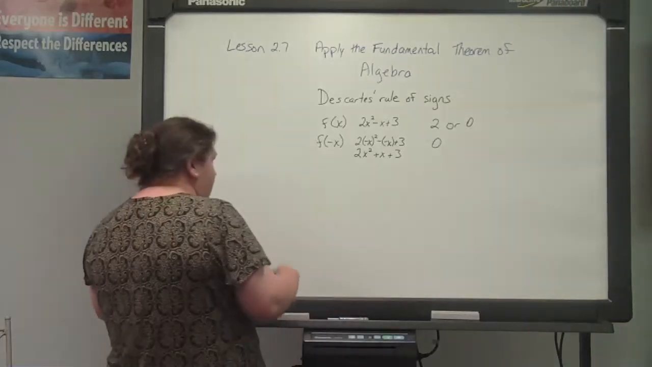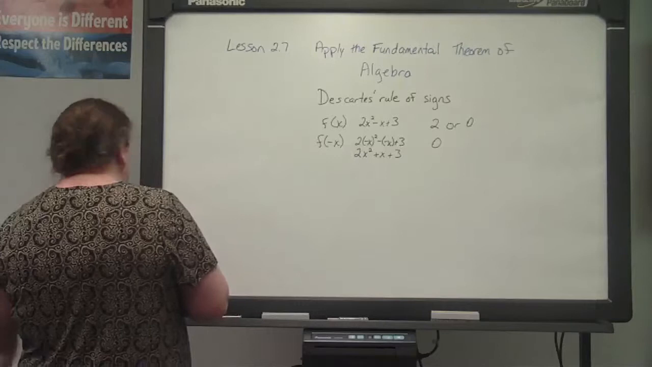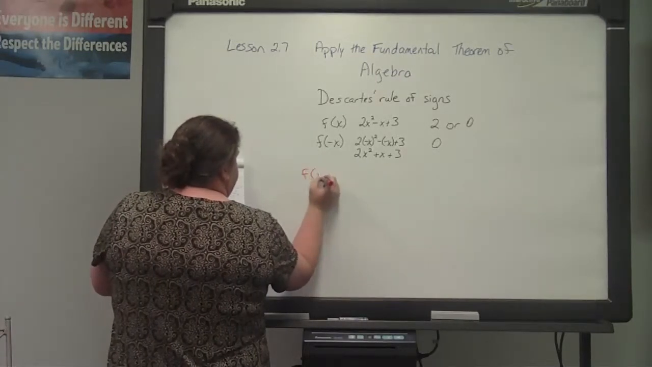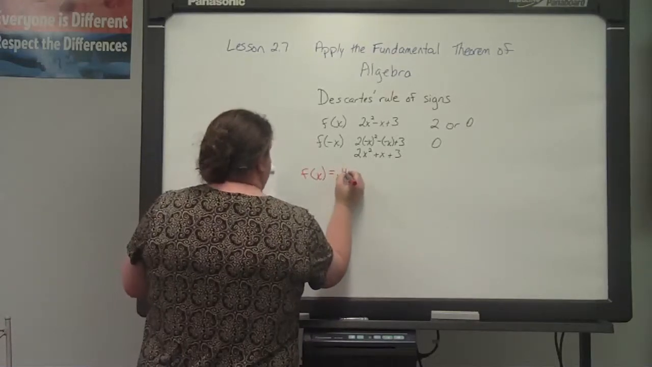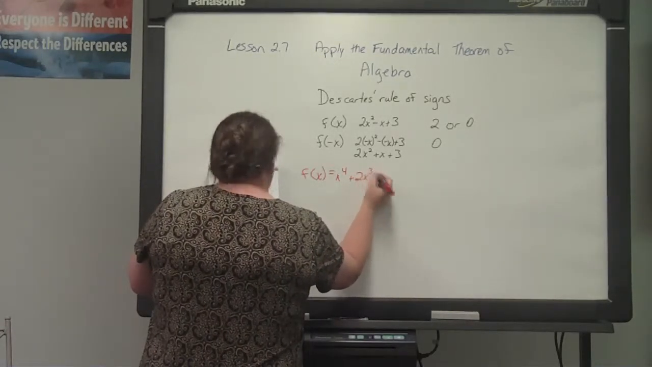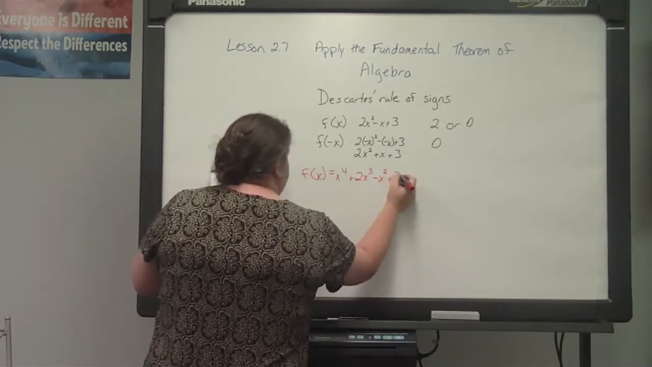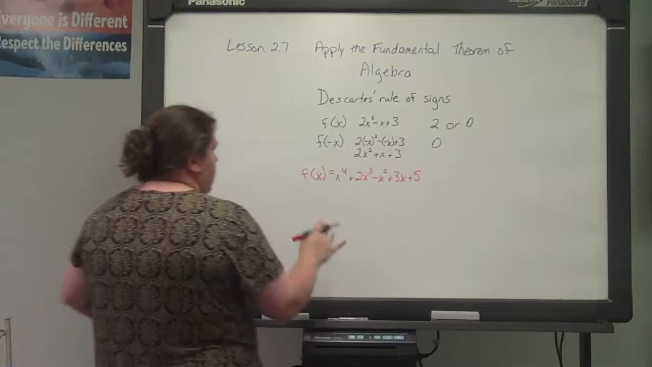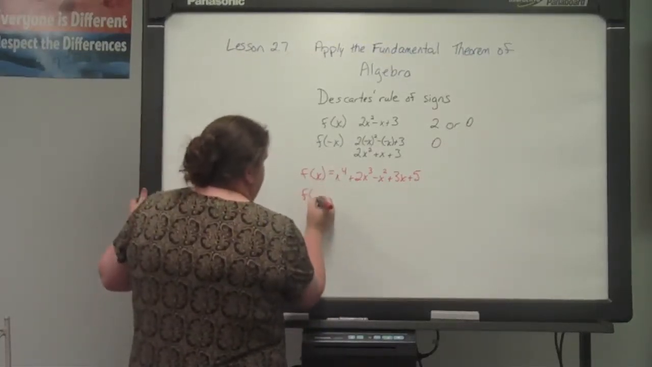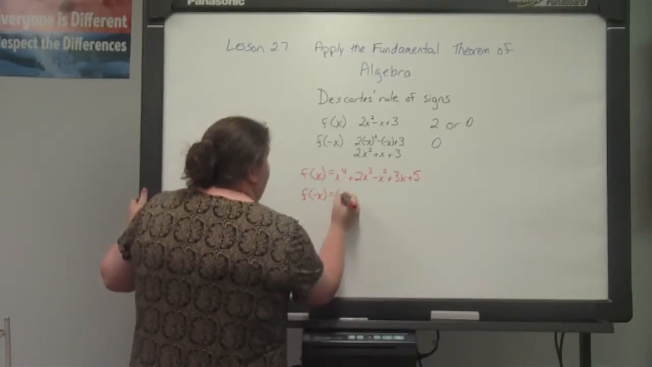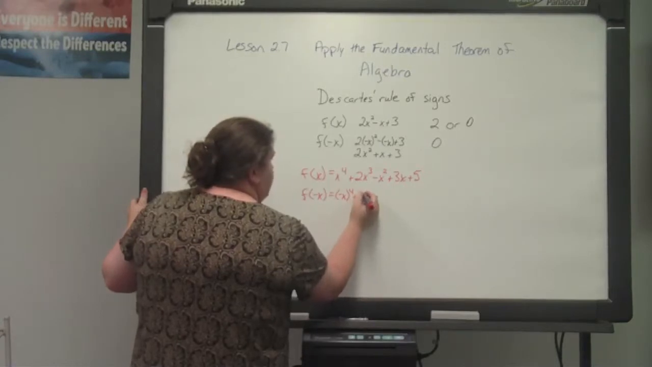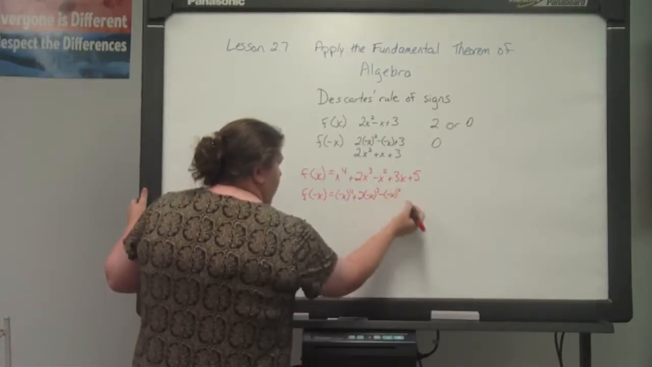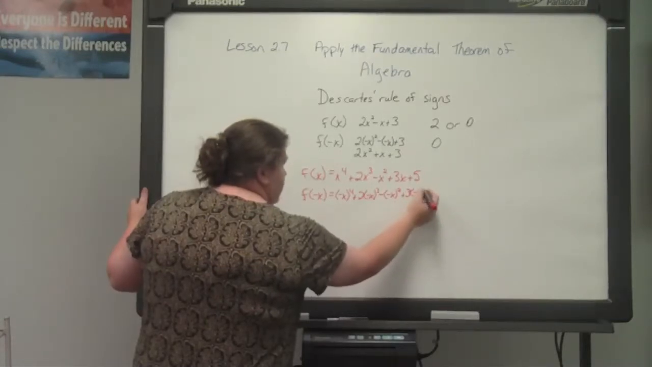So now I have a set example, and I'm going to do f of x equals x to the 4th plus 2x cubed minus x squared plus 3x plus 5. Before I do anything else, I want to go ahead and say f of a negative x equals a negative x to the 4th plus 2 times a negative x cubed minus a negative x squared plus 3 times a negative x plus 5.